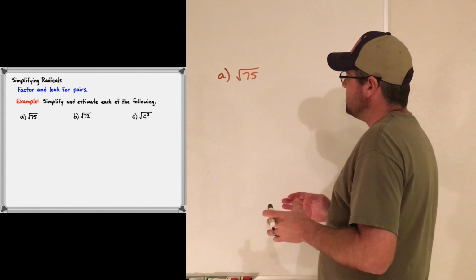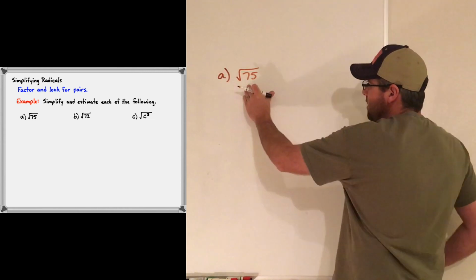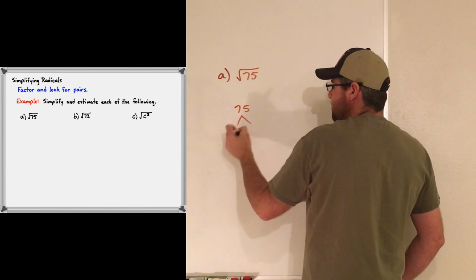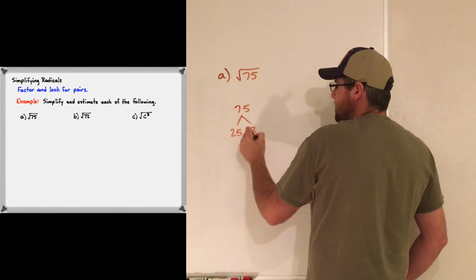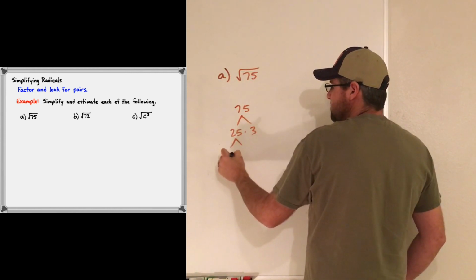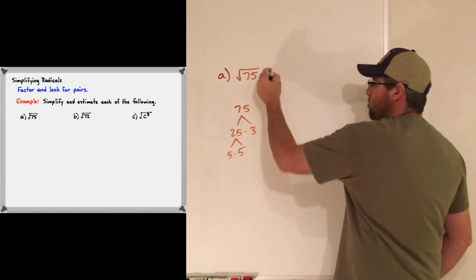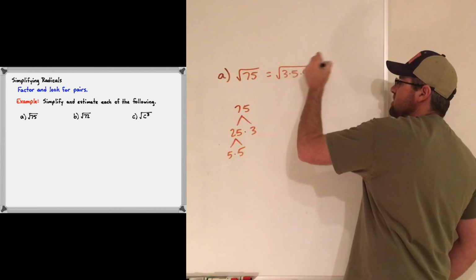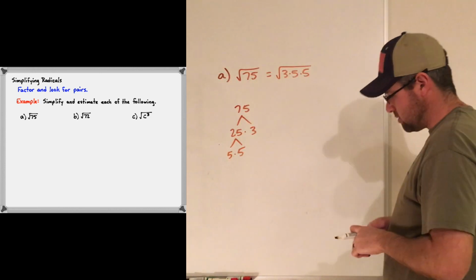But if we follow the procedure that we just talked about, prime factor, so we could do the cake method or the factor tree. I'll do the factor tree this time. I got 25 times 3. And then 25 factors to 5 times 5. And so our prime factors of 75 are 3 times 5 times 5. So there are my prime factors here.